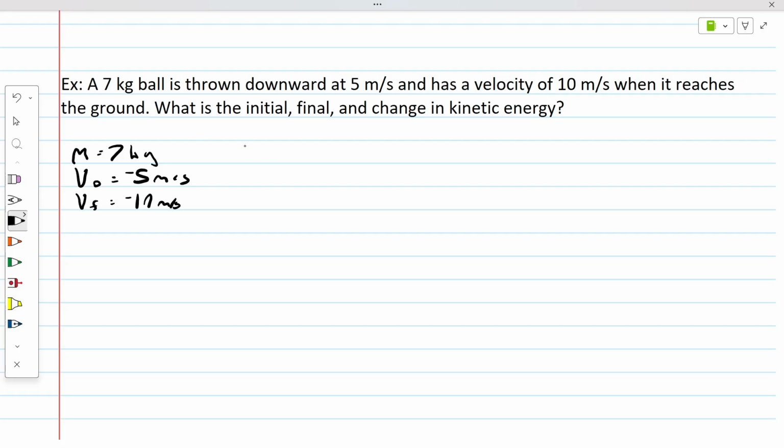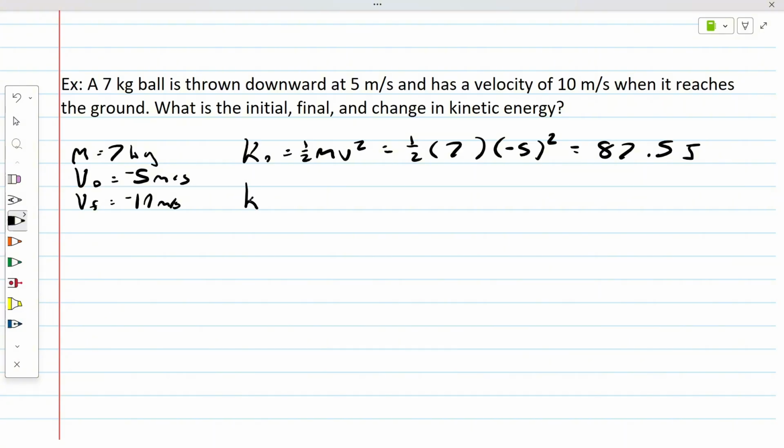So if we want to find our initial kinetic energy, we know it's 1/2 mv squared. And if we just plug in our values here, we have the mass of 7, this initial velocity, which is -5, but since we're squaring it, this negative will cancel itself out, and so we'll get 87.5 joules.